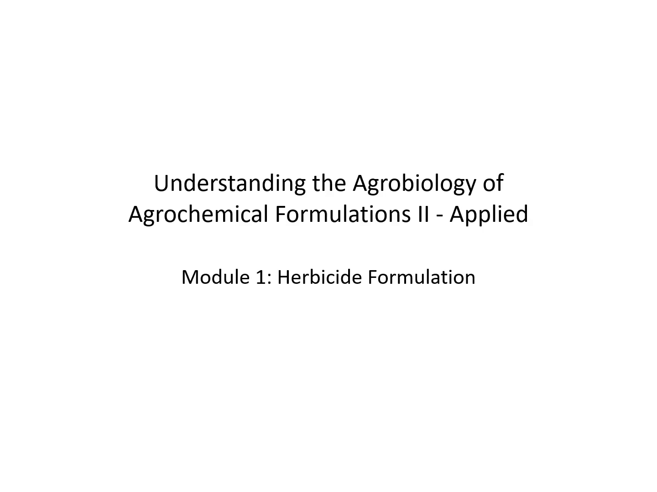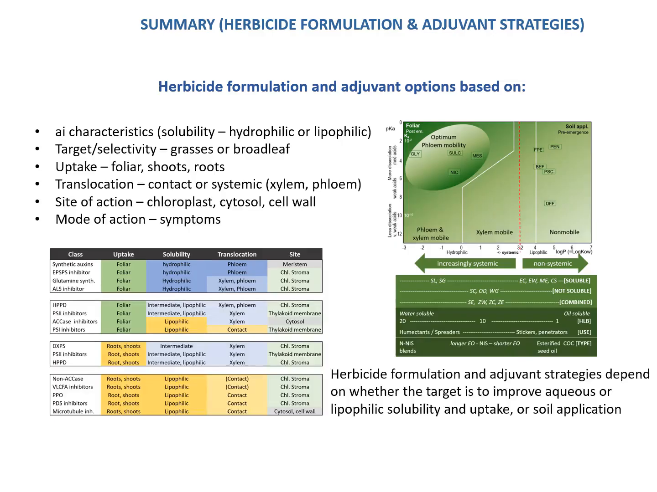In this first module of understanding the agrobiology of agrochemical formulations, we will consider the applied aspects of herbicide formulation. In this module, we will cover herbicide formulation and adjuvant options, which we will see are based on the active ingredient characteristics, their solubility, the targets, the target crops, the target weeds, and selectivity among grasses and broadleaves.